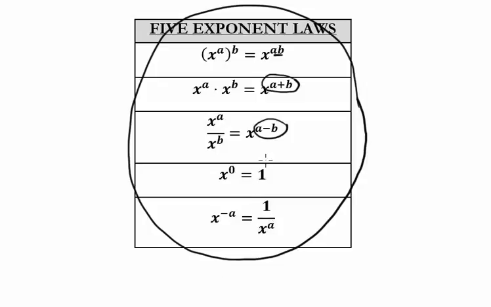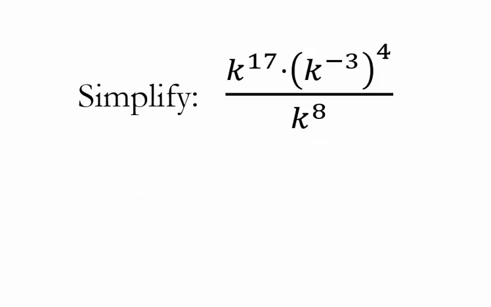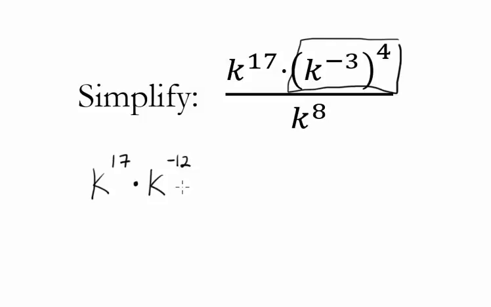So we can use these 5 laws in a bunch of different ways. Let's take a look at a couple examples. For example, let's say we want to simplify this expression. Let's take it step by step. First, if I look at the numerator, I have k to the negative 3 power to the 4 power, so I can use the power law. I'm just going to copy down k to the 17, and k to the negative 3 to the 4 is going to be k to the negative 12 power, all over k to the 8th power.